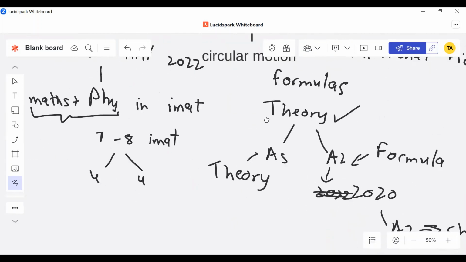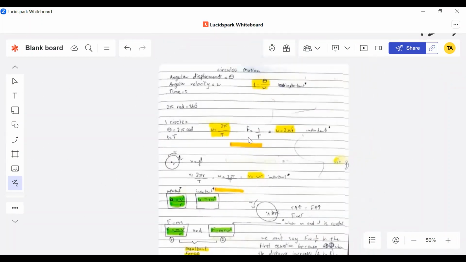Now, starting with circular motion, right? We know that distance has the formula speed times time, or velocity times time. Distance in second year physics is known as angular displacement. In circular motion, it's known as angular displacement. So instead of d, I would write this symbol right here, which means angular displacement.